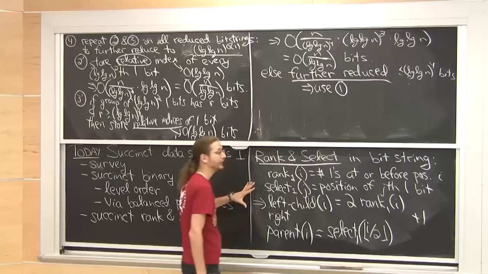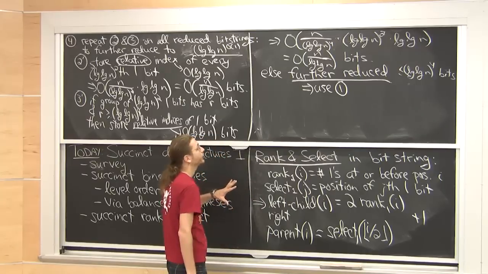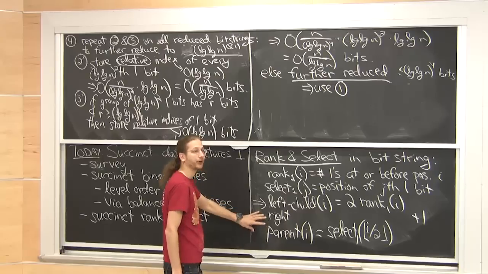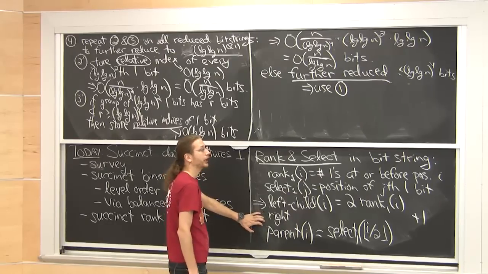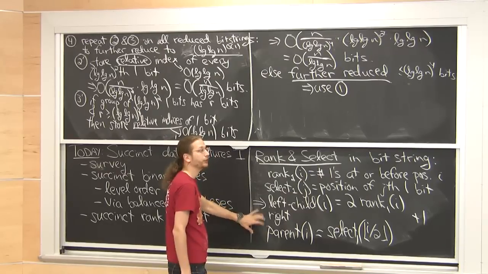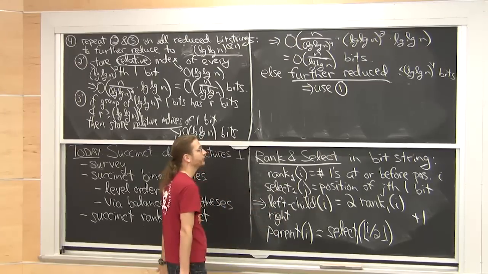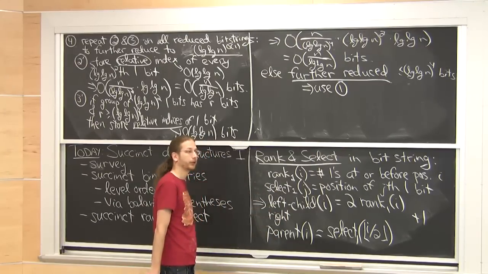So at least statically, we can do left child, right child, parent in a binary trie now in constant time per operation, with 2n plus little o of n bits of space. The 2n bits are to store those 2n bits that we wrote down before. So that's succinct binary tries.